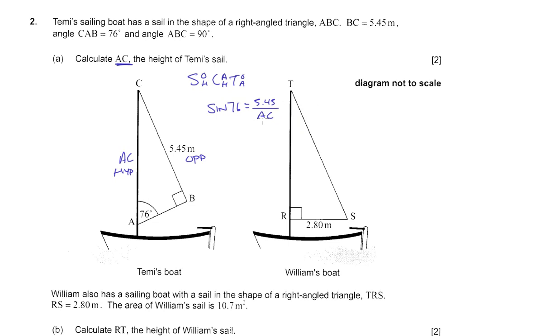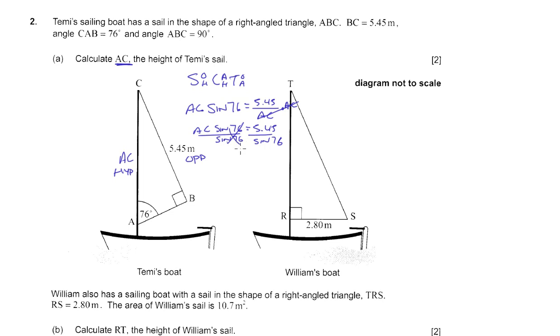Okay, so we want to get AC all by itself. So let's multiply both sides by AC, because that at least gets it out of the denominator. So now we have AC sine 76 equals 5.45. So we want to get rid of the sine 76, so we're going to divide both sides by sine 76.